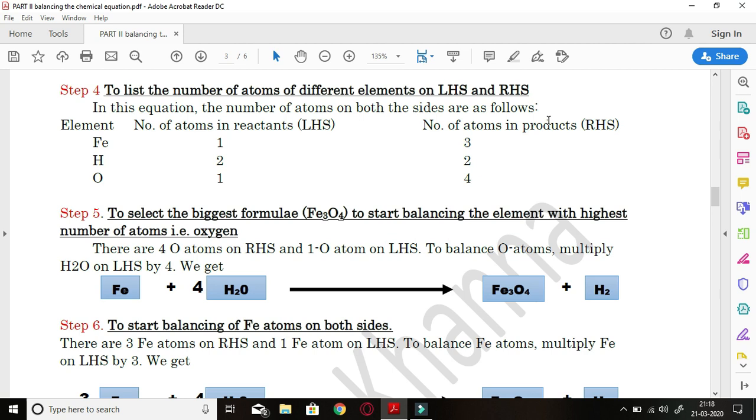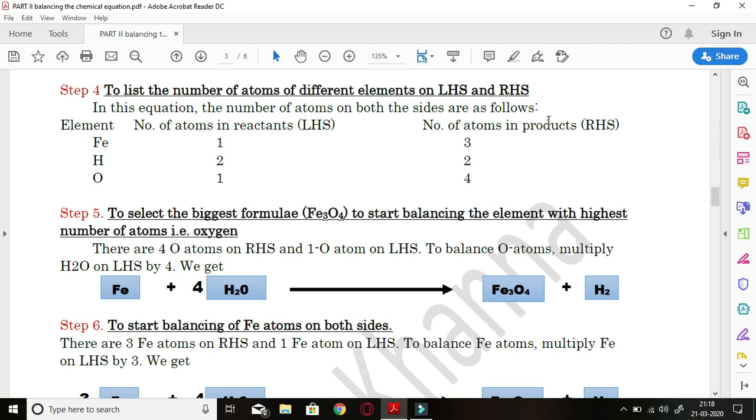Second step is that we will select the highest number of atoms in Fe3O4. If we look at Fe3O4, there are 3 iron atoms, Fe atoms, and 4 oxygen atoms. Therefore, we will select oxygen first for the balancing. So this will be our first step where we will balance oxygen in it. So there are 4 O atoms on RHS, right?